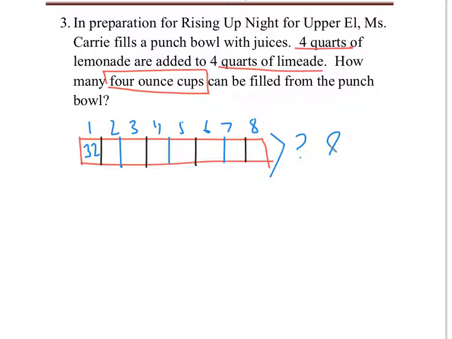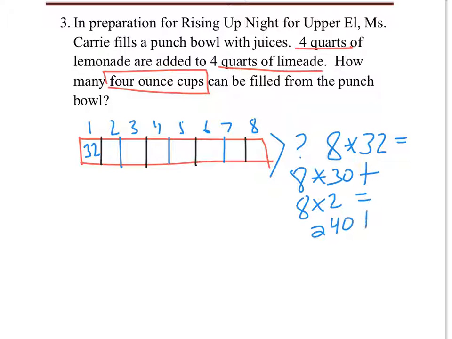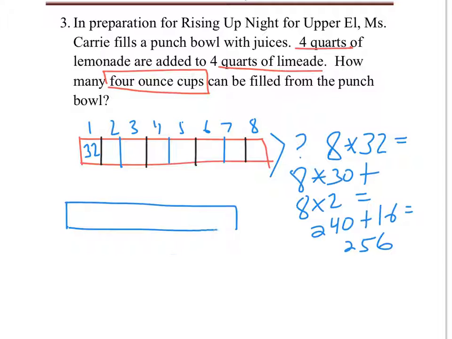Well, it's 8 times 32. So 8 times 32 is 8 times 30 plus 8 times 2. So that equals 240 plus 16 equals 256. So now we can remake our problem. And we say, we know what we have. We have 256.